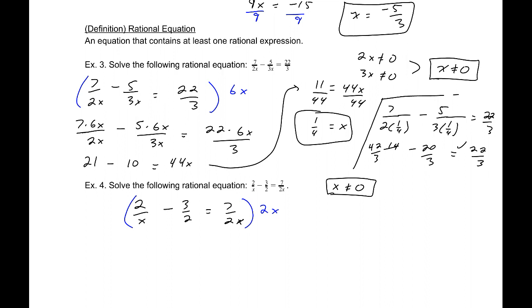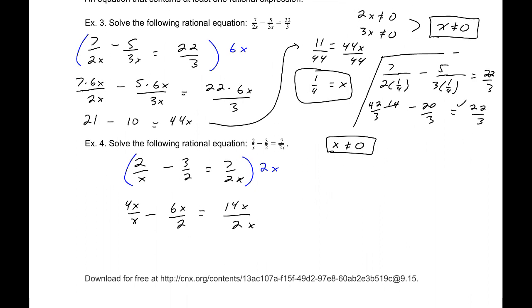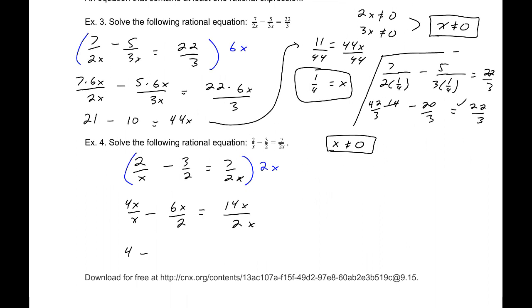That would be 4x over x minus 6x over 2. I'm just going ahead and multiplying that in. 14x over 2x. So we have 4 minus 3x equals 7. All right, subtracting 4 from both sides, we get negative 3x equals 3, and x equals negative 1. As long as we're not 0, we're okay.